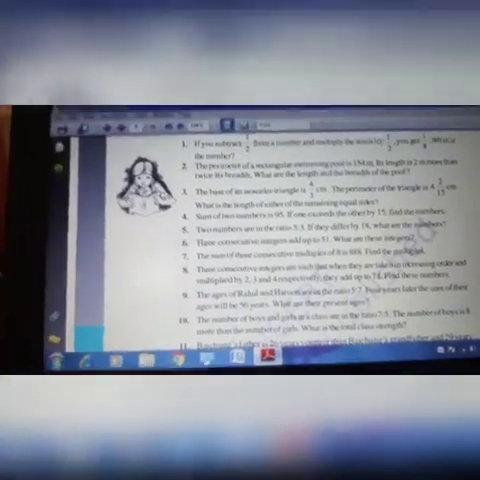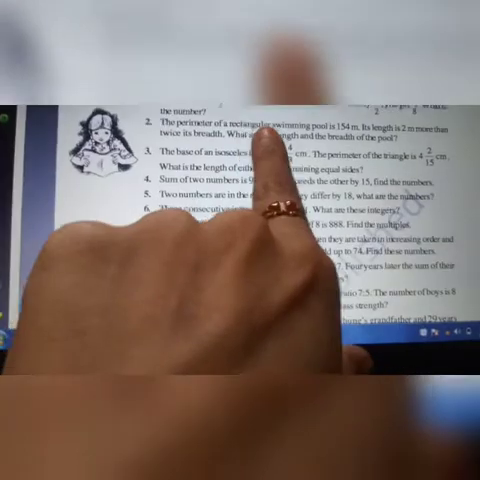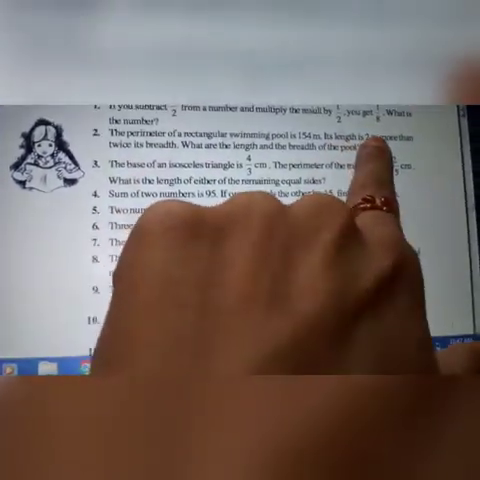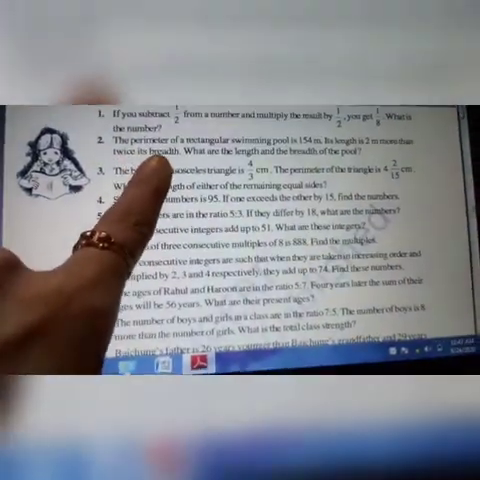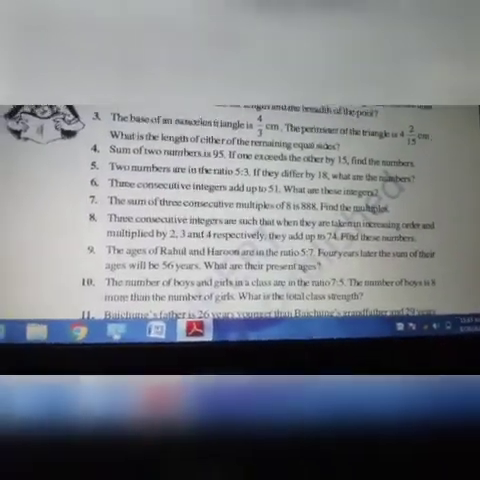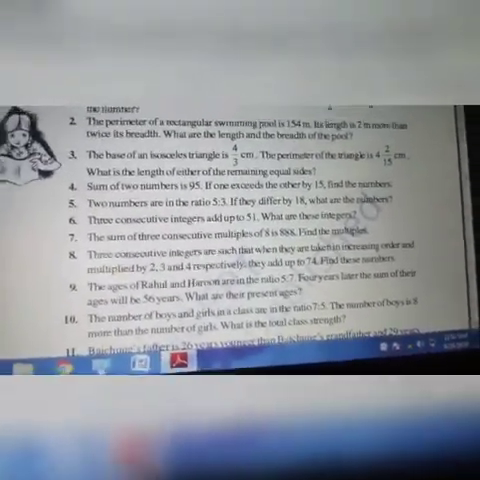Word problem means what? You should answer it in words. For example, the perimeter of the rectangular swimming pool is 154 meter, if the length is 2 meter more than twice its breadth. Like this, the wording is given. So what should you write? The perimeter of the rectangular swimming pool is equal to 154 meter.